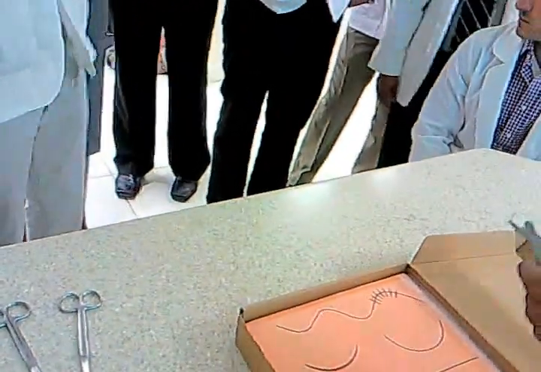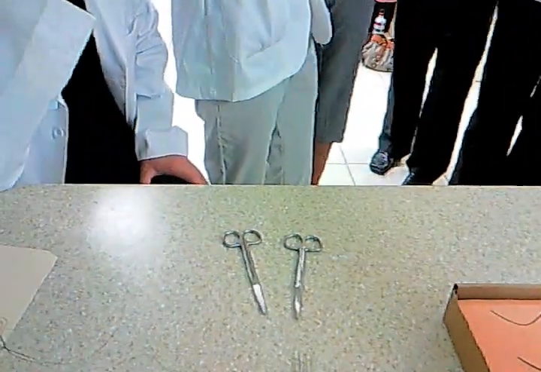Simple running sutures. Okay, one group is still missing. Chris, Zara, Chisholm.